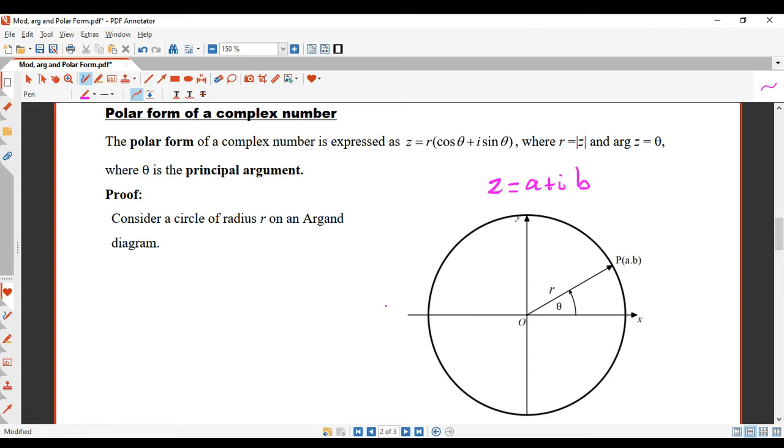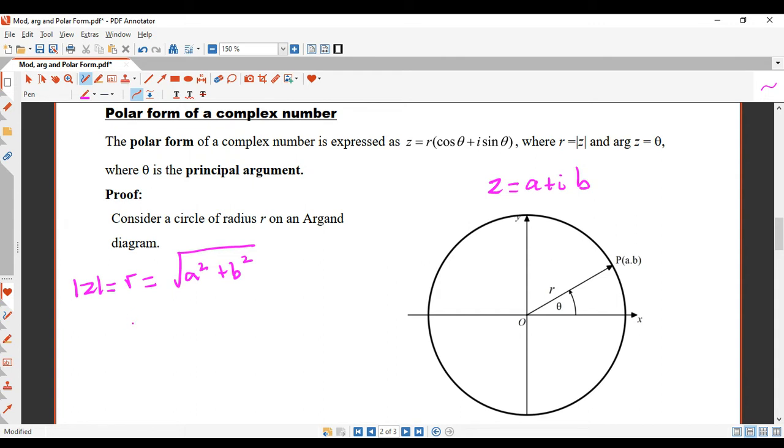All right. So let's work out what r is first. r is equal to the square root, it's just a length there, of a squared plus b squared. So that's also obviously mod z, isn't it? Mod z is equal to r, which is equal to the square root of a squared plus b squared.